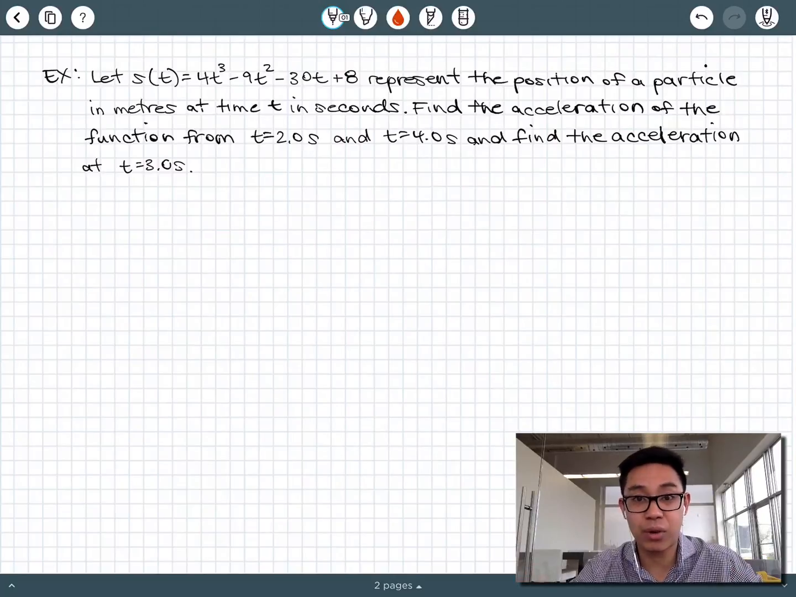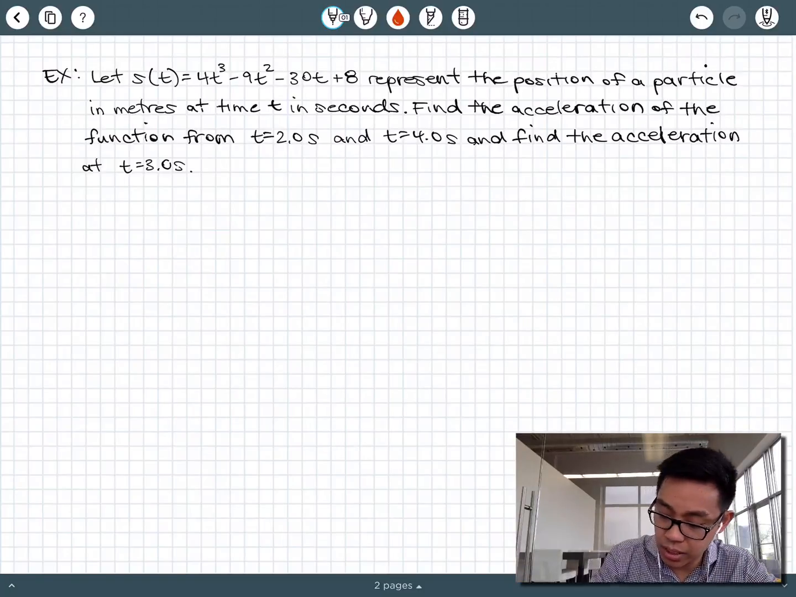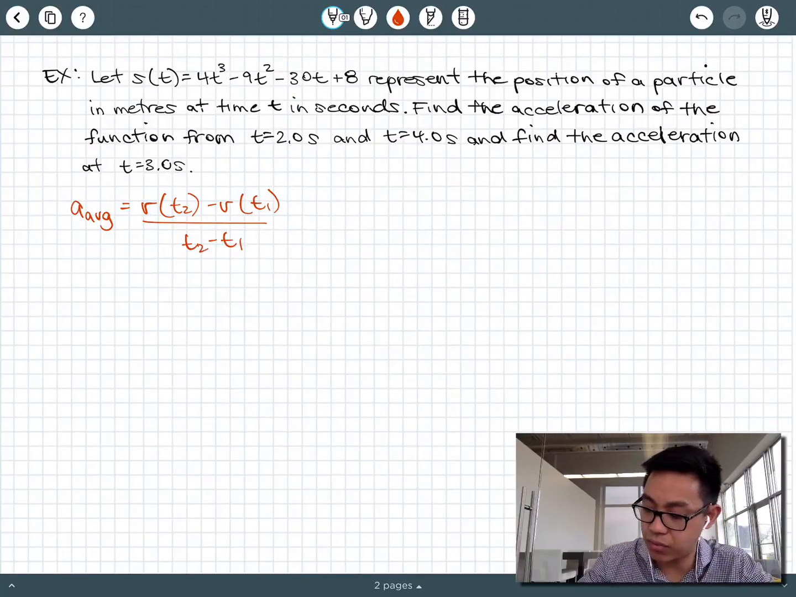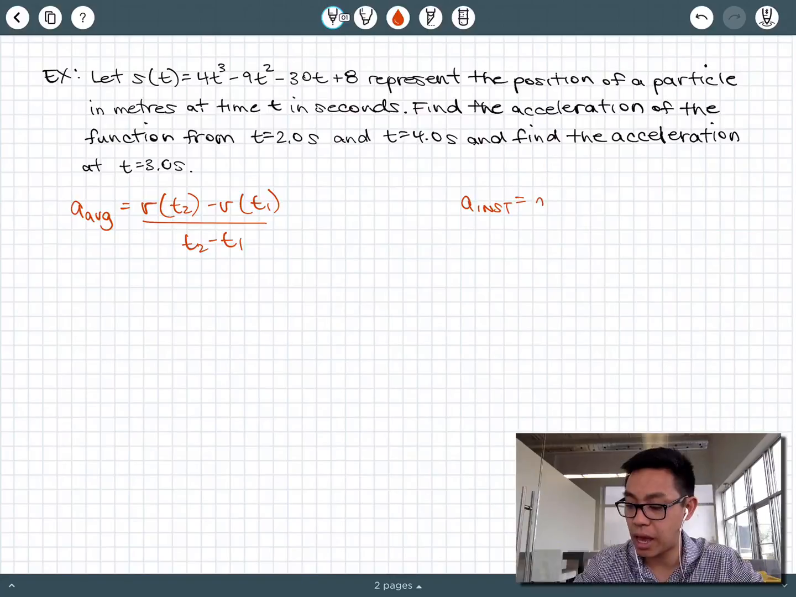Because it's asking for acceleration, acceleration is the rate of change of the velocity function. So to calculate A average, we're going to find v at t2 minus v at t1 over t2 minus t1. And to find A instantaneous, we're going to find simply v prime at t.